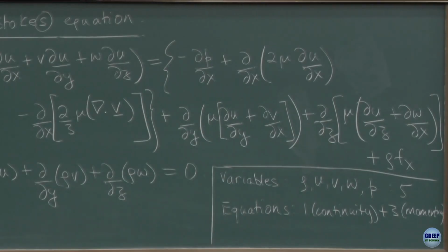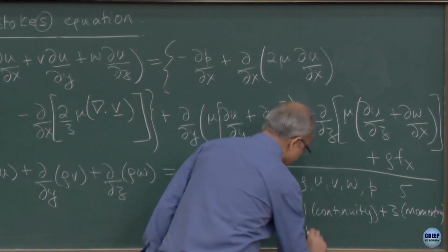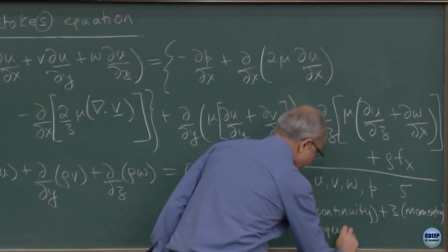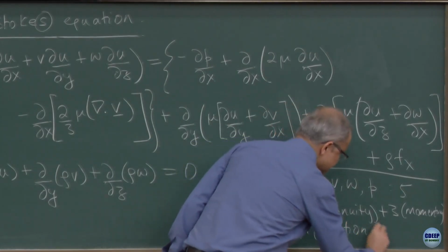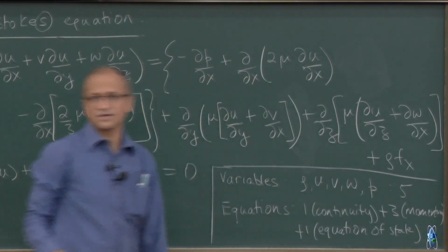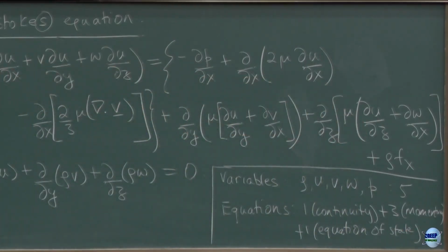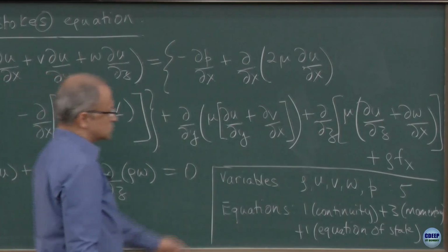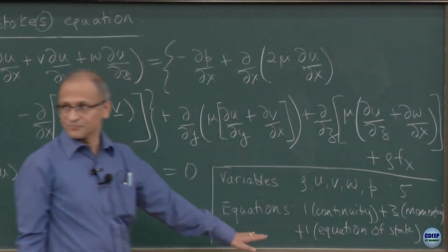That's the equation of state. So plus 1 equation of state. Now this equation of state is a little bit tricky. We would like to explain when to use the equation of state and when not to use the equation of state. So you can see as of now, we have a closed system. We have 5 variables and 5 equations. So this is a closed system as of now.